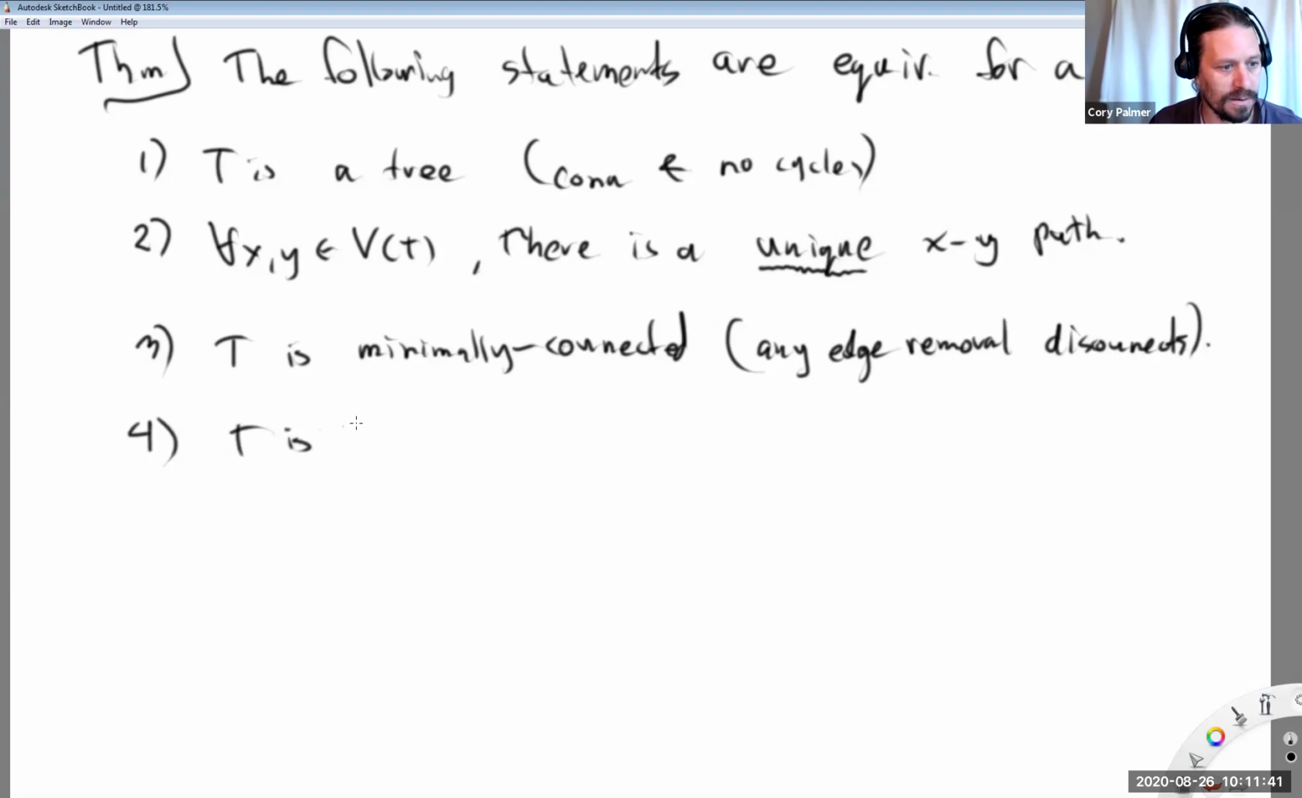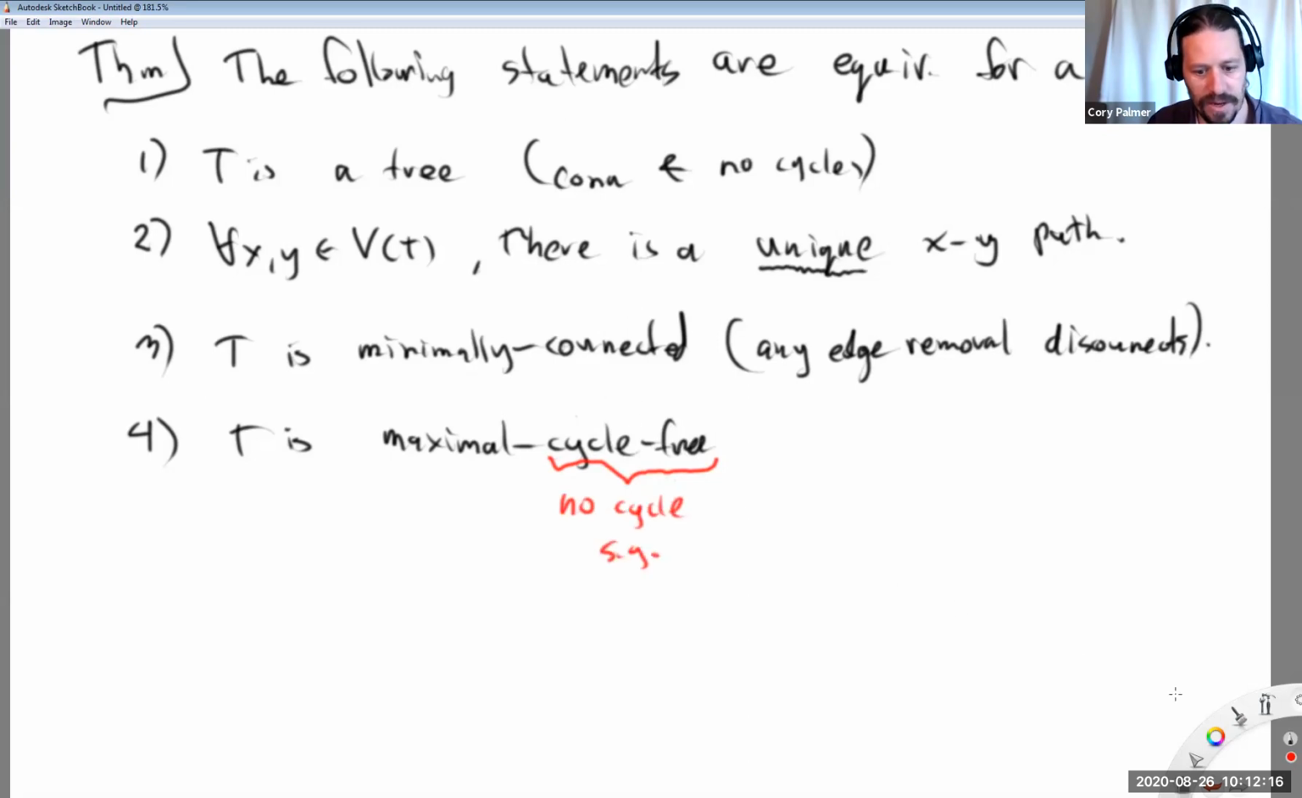4: T is maximal cycle free. Let me explain what's going on here. There are a few terms I haven't used before. Cycle free, I don't think I defined this term when I talked about subgraphs. If I say something free, it just means it doesn't have that as a subgraph. Cycle free means no cycle subgraph. If I say K10 free, it means it doesn't contain the complete graph on 10 vertices as a subgraph. Free is just a shorthand for saying not a subgraph. So no cycle subgraph. And maximal cycle free, what does that mean?